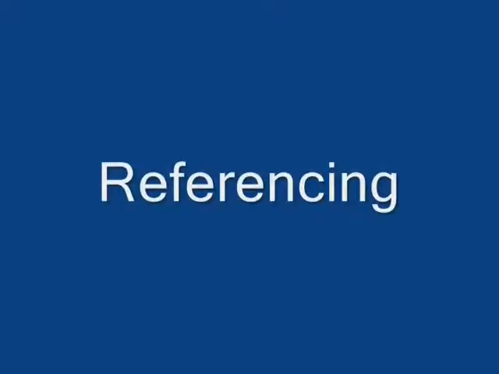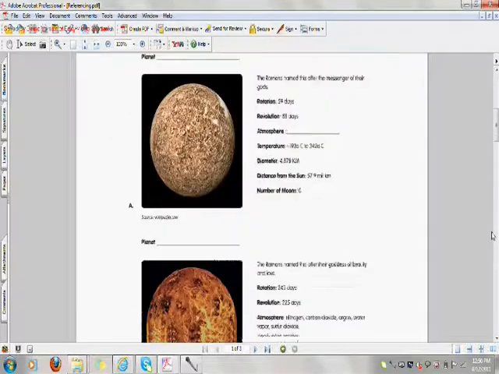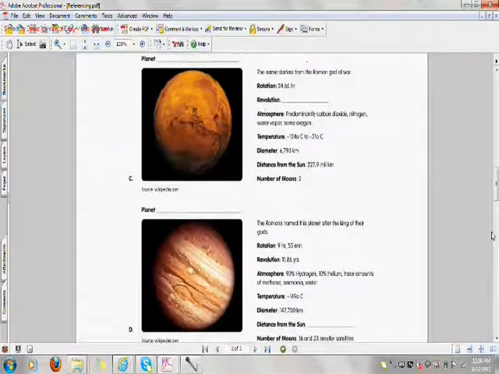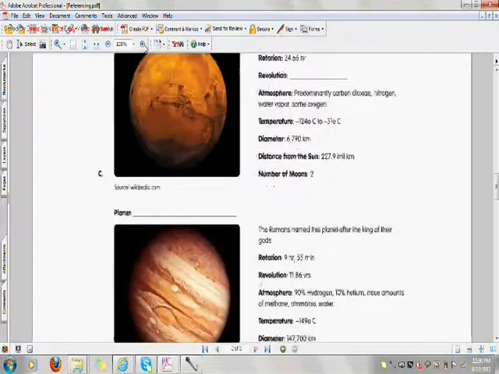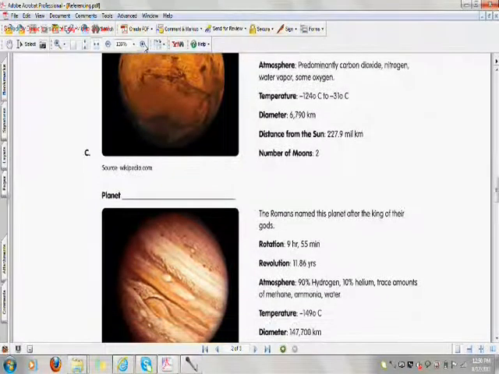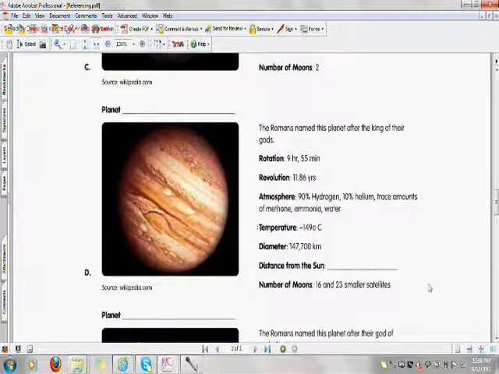Now let's look at referencing. Here is a worksheet about identifying celestial bodies. So you can see that we have pictures of planets, very beautiful ones. But if you look closely below each picture, you will see that the source of the picture has been mentioned. So the source says wikipedia.com. However, we do not mention any outside references for our illustrations or images in our material. So this will need to be removed.